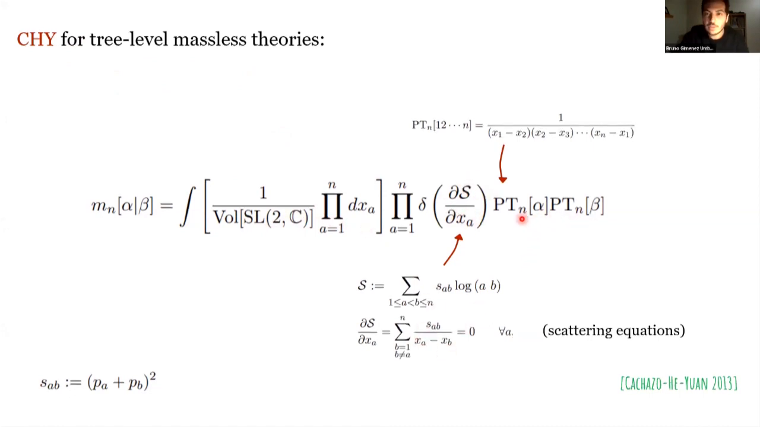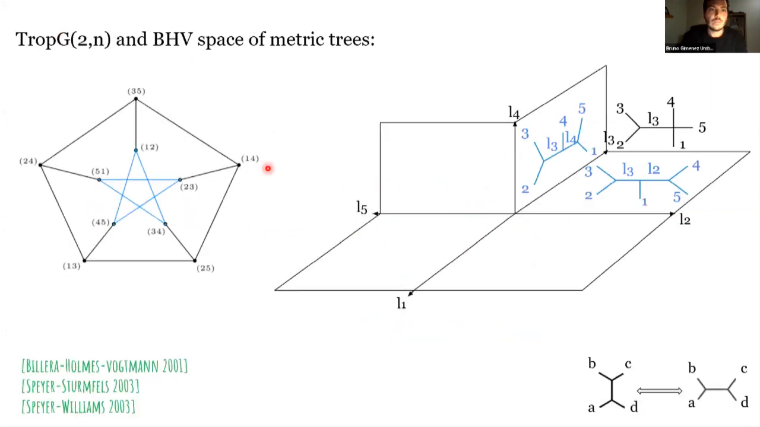Its simplest formulation is given by two copies of these Parke-Taylor functions like this one. In this case, it is computing bi-adjoint scalar amplitudes. They are known to be related to an object called the tropical Grassmannian 2,n. Today I'm not going to define it, but you can think of it as a polyhedral complex.